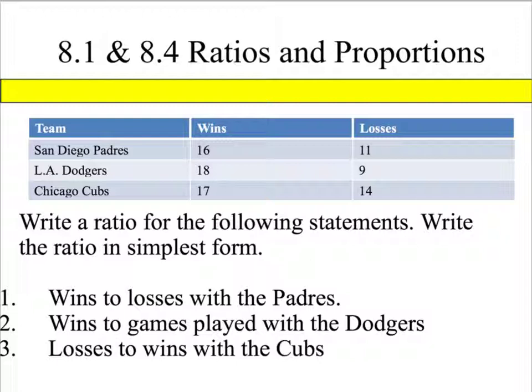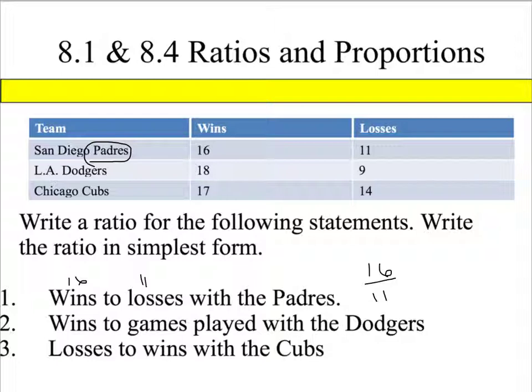So I'm going to help you with this very first one. It says wins to losses with the Padres. So I'm looking at the Padres, find the Padres right here. Wins to losses. How many wins did I have? 16. How many losses did I have? 11. So it's just 16 over 11, and that's my ratio. Is that in simplest form? Absolutely. Those two numbers are relatively prime.